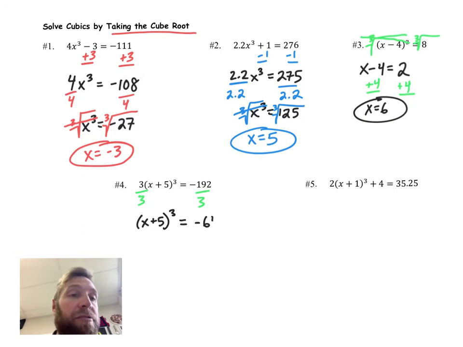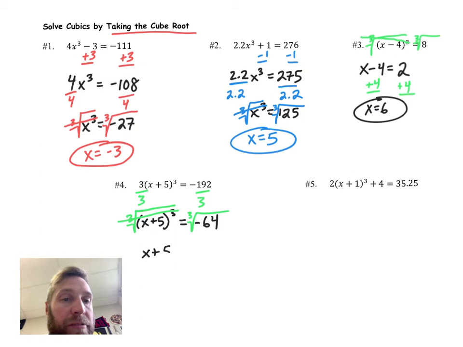But I'll still have the parentheses, I'll still have the cubic, and when I divide by 3, that gives me a negative 64. At this point, I can't get rid of the 5 that's inside the group, so I've got to take care of the group. I can get rid of that group by taking that third root on both sides. Boom. And we bring down our equation with just an x plus 5.